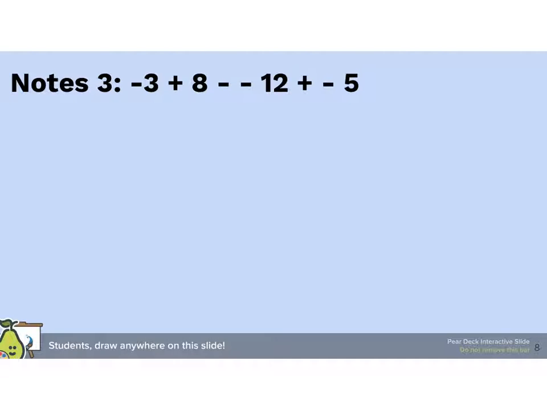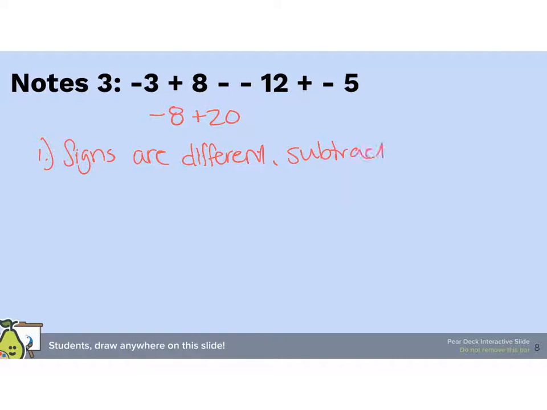So after we simplified, we had a -8 and we had a +20. So now, when signs are different, you subtract and keep the sign of the larger number.